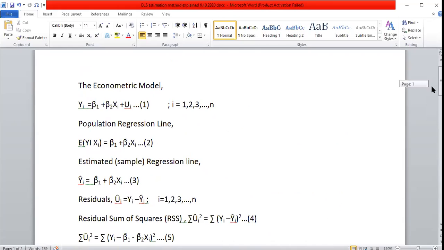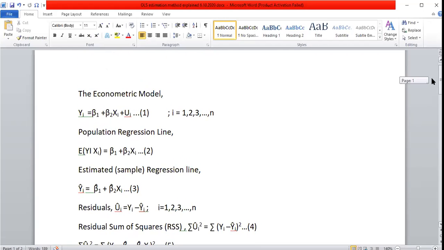Yeah, here you write i equal to 1, 2, 3, something like this. That means what? What are these i's? The i's are like the observations, okay? 1, 2, 3, 4 up to n. So for the first observation, y1 equals beta 1 plus beta 2 x1 plus u1. For the second observation, y2 equals beta 1 plus beta 2 x2 plus u2, and so on.